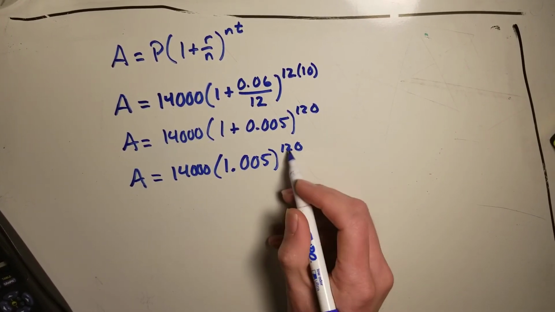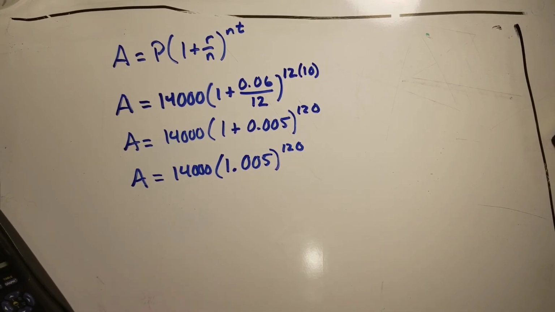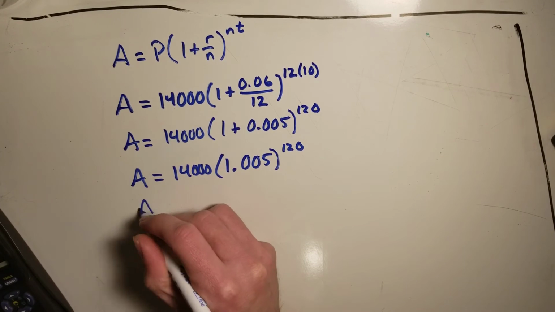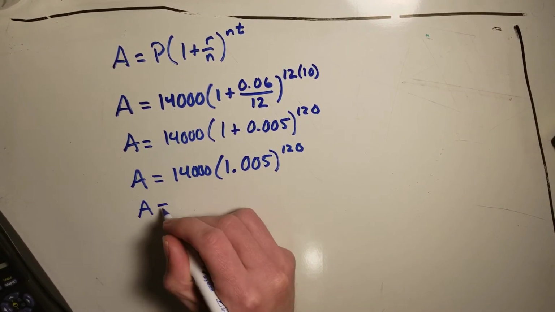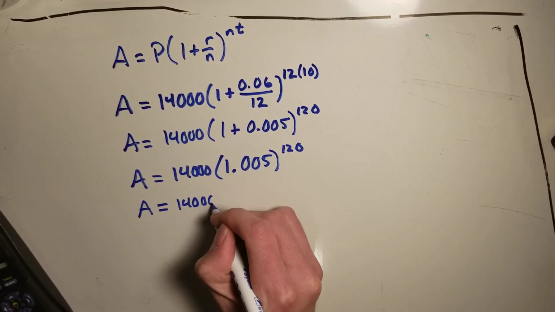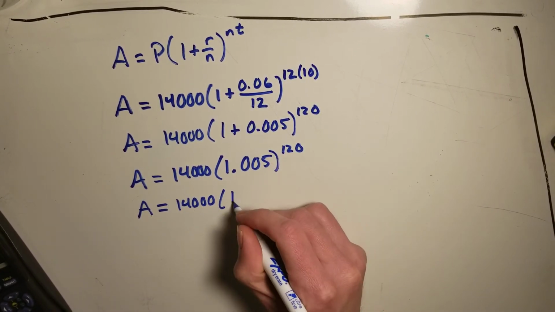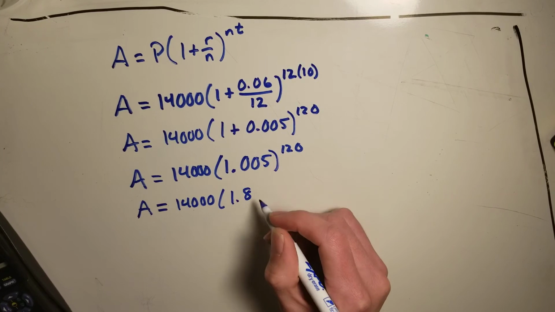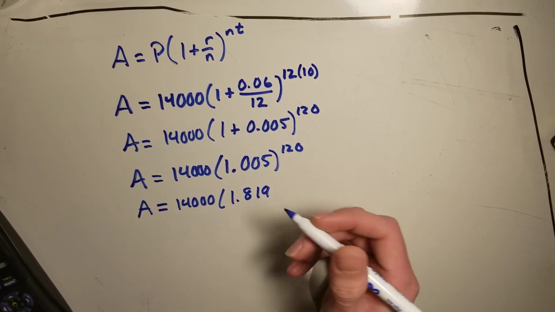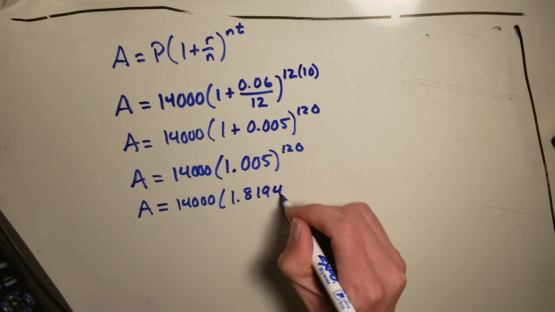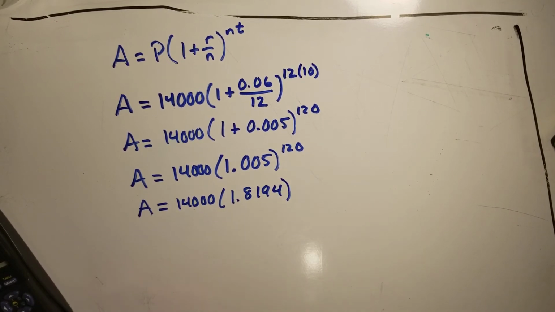Order of operations says we have to do this first. So let's raise that to the 120th power. And we'll have our final value is going to be equal to the 14,000 times, after we raise this to the 120th power, we end up with this really long decimal. Now if you're using a calculator, you can just save your answer and reuse that. I'm going to round it off right here. And then you multiply that by your 14,000.